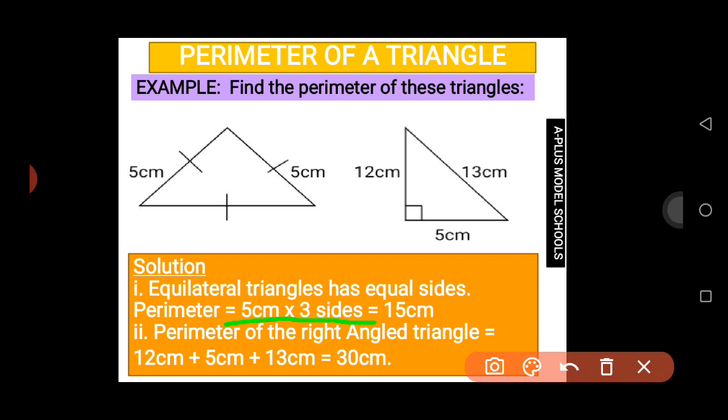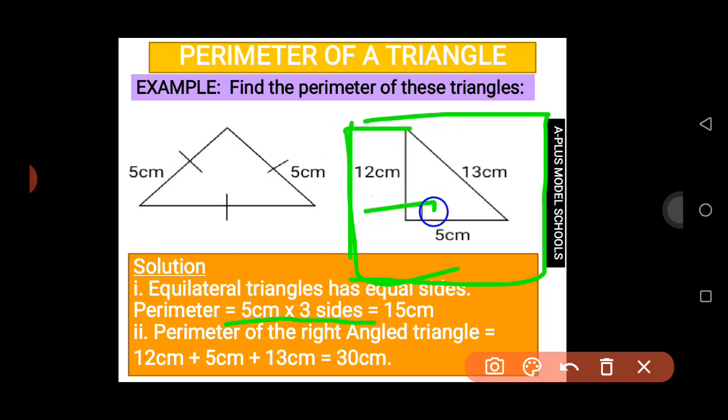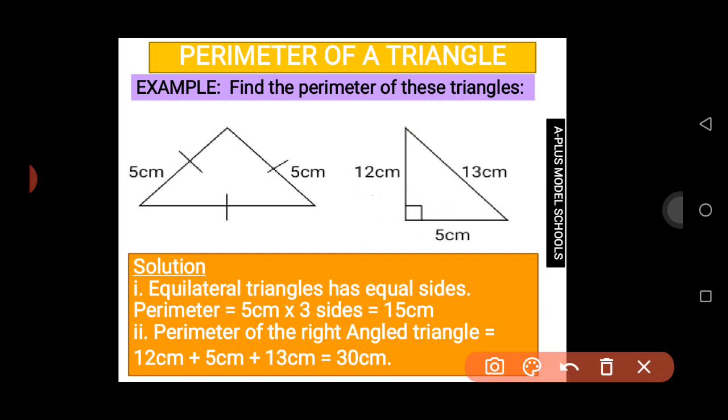Now when you look at the second diagram, it's a right angled triangle, in which it has one angle of 90 degrees. If you want to look for the perimeter of this shape as well, just add all the values of the sides together. So here I have 12 centimeters plus 13 centimeters plus 5 centimeters, which gives us 30 centimeters.